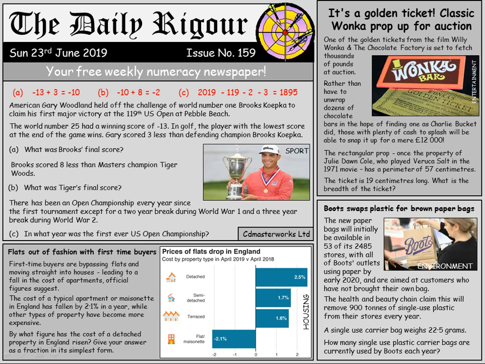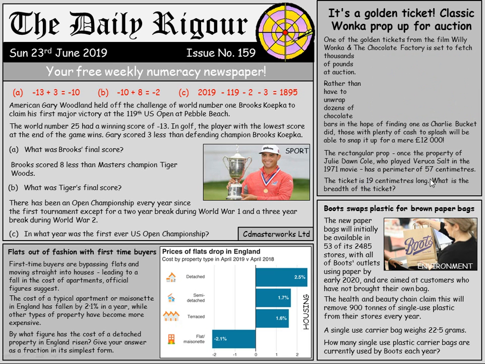I loved this one. There's actually a golden ticket for sale, one of the original ones, at auction. It's rectangular in shape and it's got a perimeter of 57 centimetres. The ticket's 19 centimetres long. What is the breadth of the ticket?